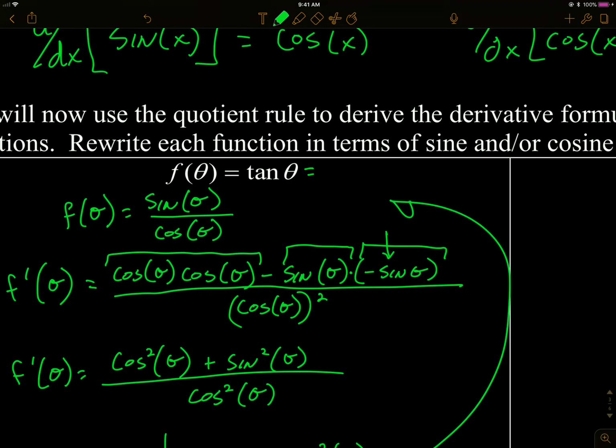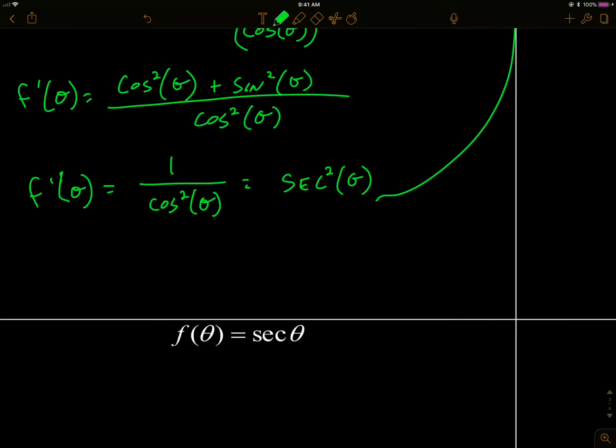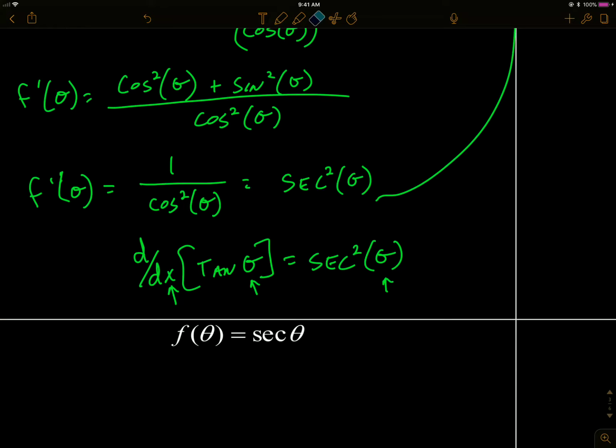So the derivative of tangent, I'll write it out a little better at the bottom. It's easier to write it down here. The derivative of tangent of theta equals secant squared of theta. Now look what I did here. It was a mistake, but I caught it. I wanted to say the derivative with respect to x, but then I used thetas. Can't do that. Everything's got to match.